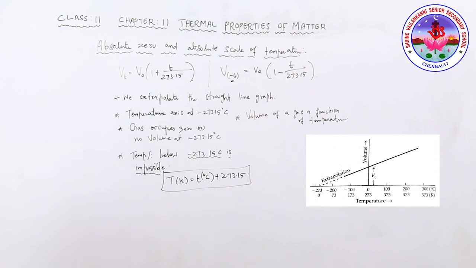So T of Kelvin is equal to t degrees Celsius plus 273. We can say the size of the degree of the Kelvin scale is the same as the Celsius scale, right?